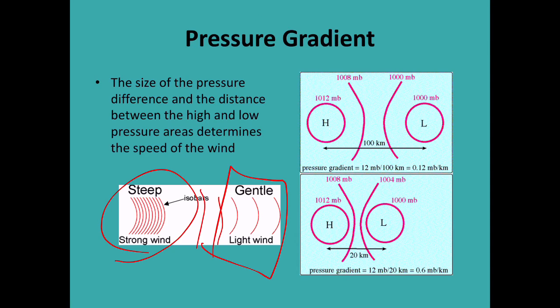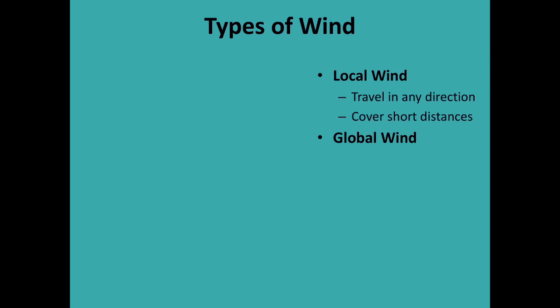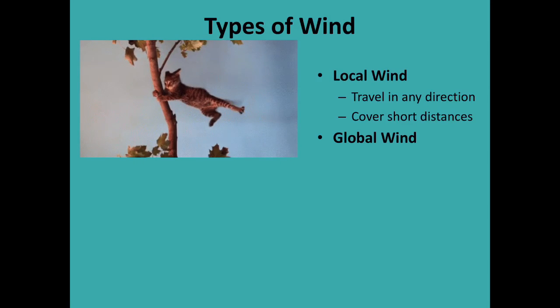All right, types of winds. You have local winds. Now, local wind is in your backyard, or in the city. It's a very localized, small location, and it's just wind that is happening now. Things can affect the speed and direction of it.